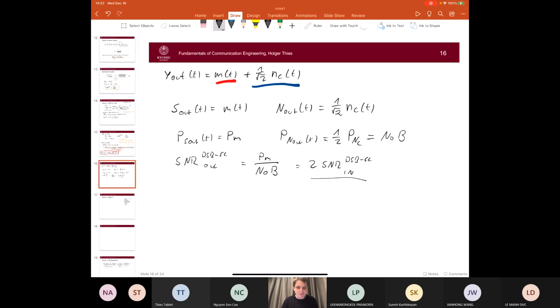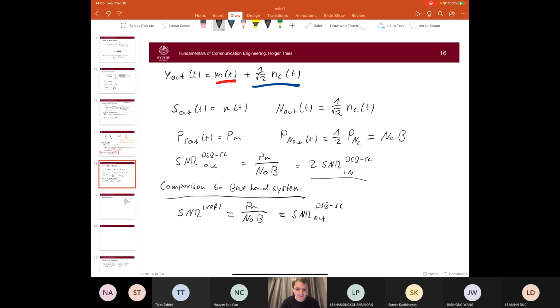And now let's also compare this to the baseband system. Comparison to the baseband system. So what did we have as the power? The power of the modulated signal was just the power of the message signal, right? And so it has the same power. So for our reference baseband signal system, we have the power of the message, because this is the same as the power of the modulated signal, over N0 times B. And this is just the signal to noise ratio, the same as what we got, right? So using this modulation scheme, we do not lose anything in comparison to the baseband system.